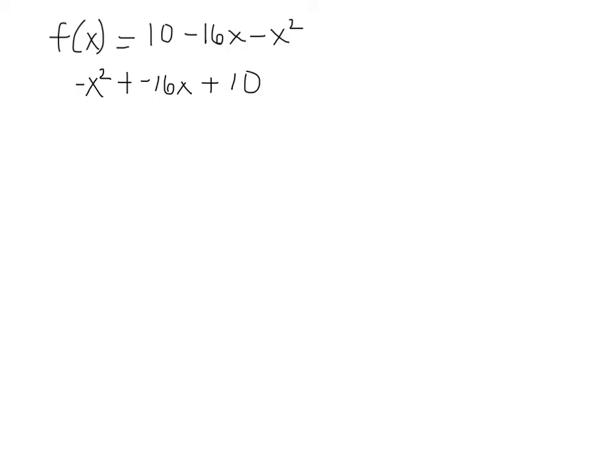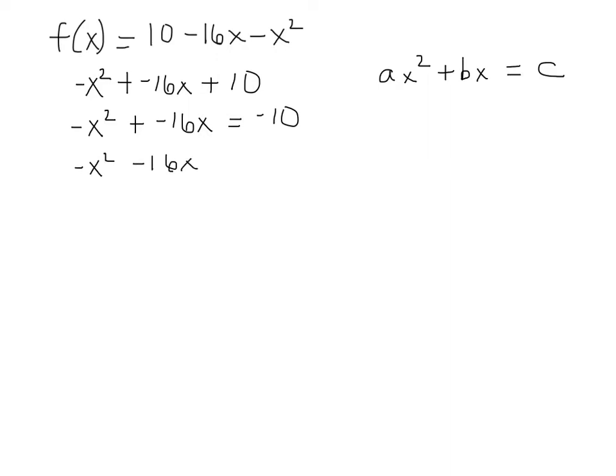And when I'm completing the square, normally my first step is to write it as ax squared plus bx equals c. So I'm going to move this 10 over to the other side, and I'm going to have negative x squared plus negative 16x is equal to negative 10. You may also have, if you prefer, negative x squared minus 16x equals negative 10.